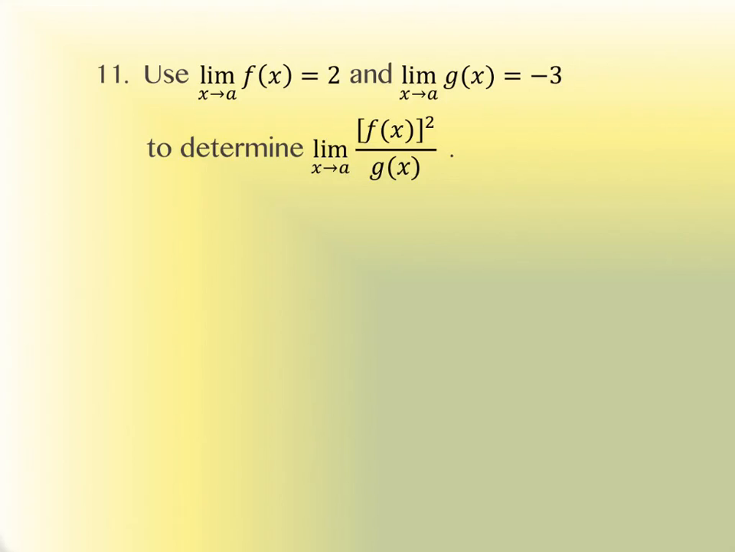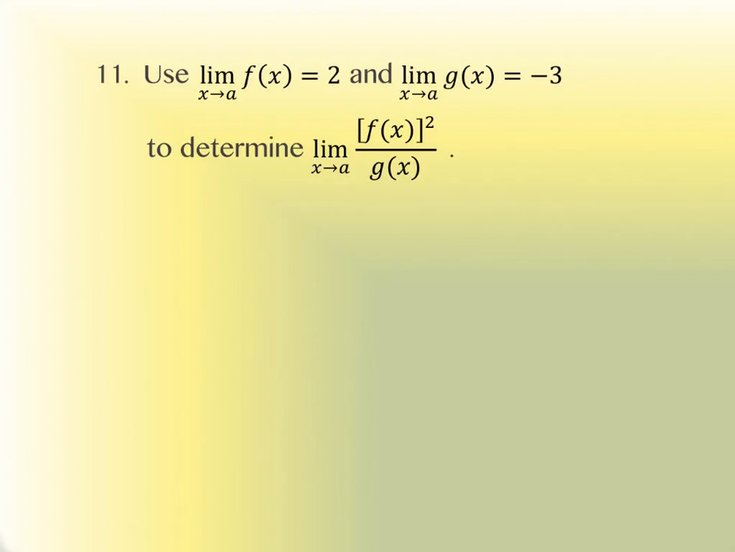So when you look at number 11, what you notice is that there are no functions written out in an algebraic equation kind of form. I just have this generic f of x, g of x business going on. It looks very abstract because I don't have any numbers to plug in. So let's look at what it says. It says that the limit of f of x as x approaches a is 2, and the limit of g of x as x approaches a is negative 3.